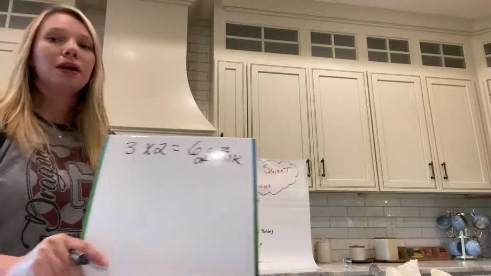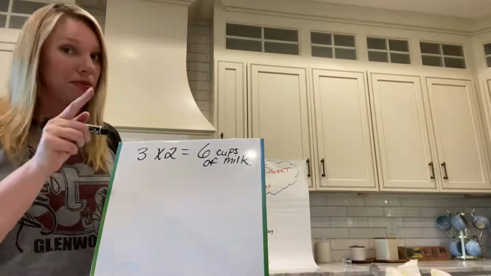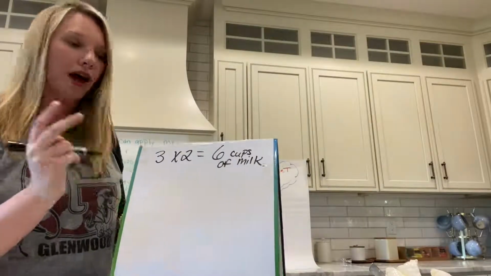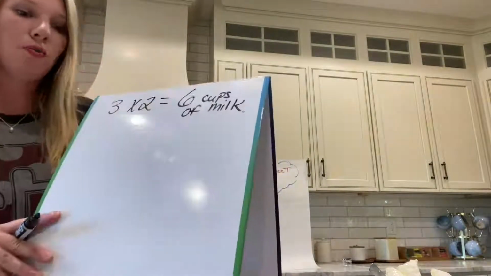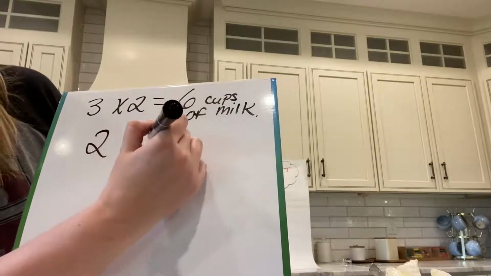Then I look back at my recipe and it calls for 1/2 cup of sugar, but I'm doubling that, so I need to multiply it by 2. So my math problem will be 2 times 1/2.